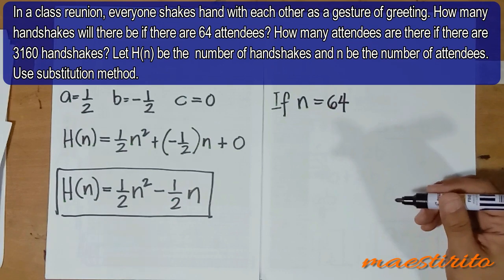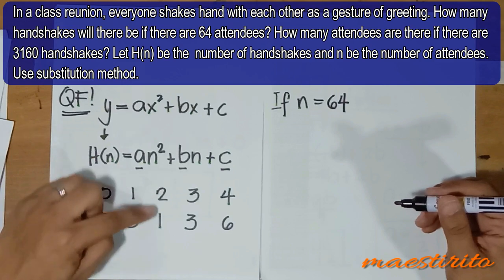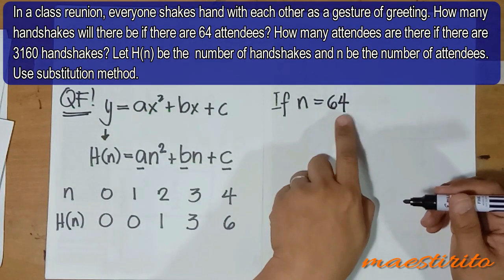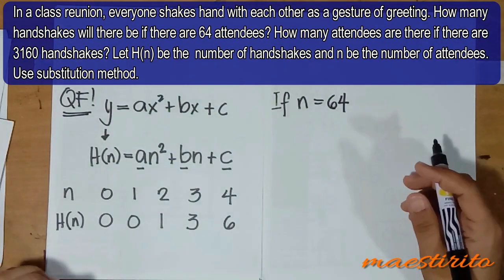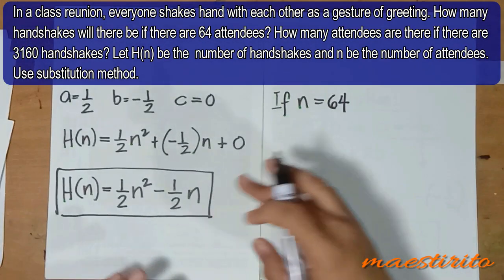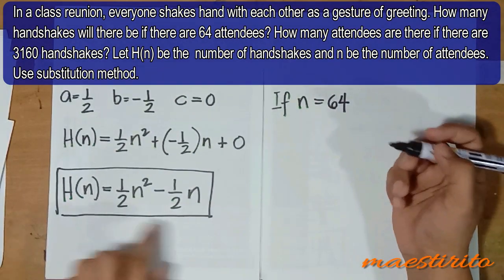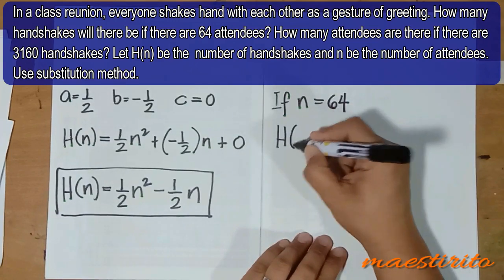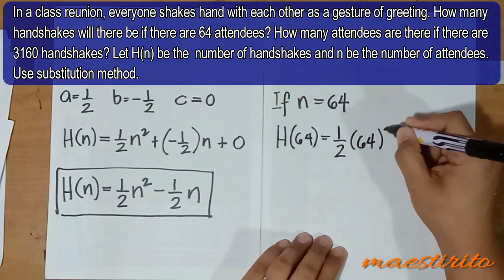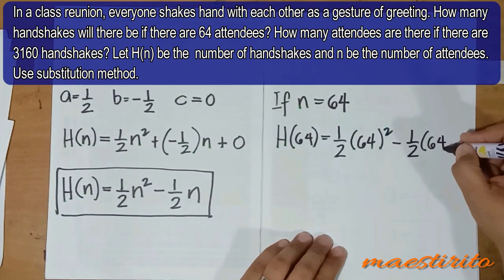Okay, so again, going back to this table, if there's no person, no handshake. 1 person, no handshake. 2 persons, 1 handshake. 3 persons, 3 handshakes. 4 persons, 6 handshakes, and so on and so forth. Actually, you can do this manually, but the point is you do not have all the time in the world, so we have to use this pattern so that it would be easier for us to solve the problem. So if n is equal to 64, using the pattern, h is 1/2 times 64 squared, minus 1/2 times 64.